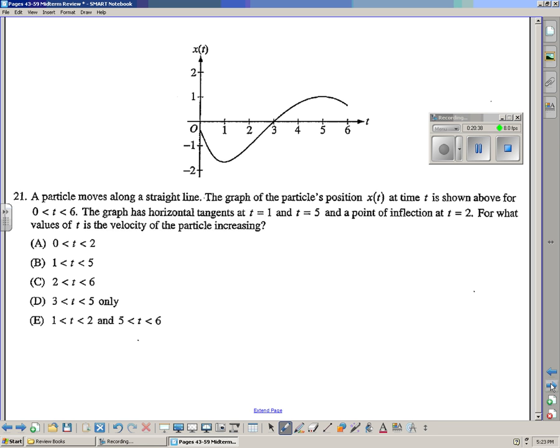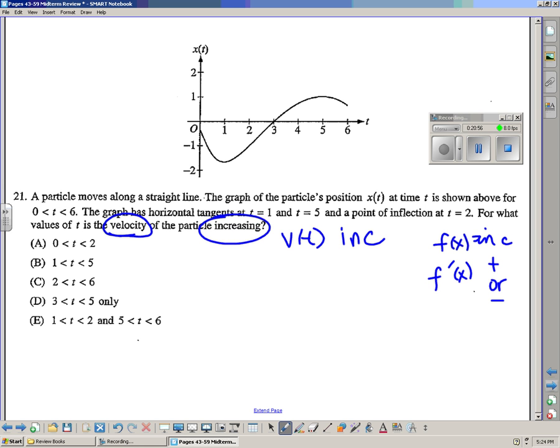Well, velocity increasing, okay. If we're looking for where v of t is increasing, or in general, when a function is increasing, we look to its derivative, whether it's positive or negative. So if we want to find out where v of t is increasing, we're looking to where its derivative is positive. Now the derivative of velocity is acceleration. So we want to find out where the acceleration is positive.